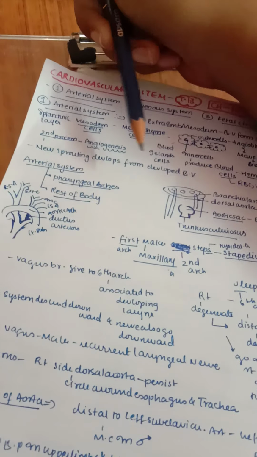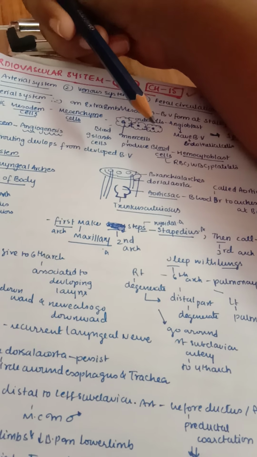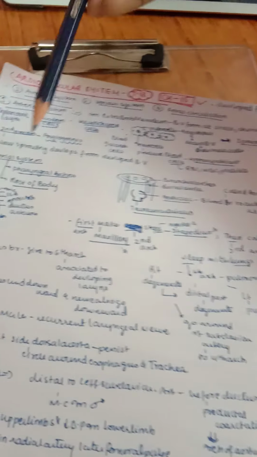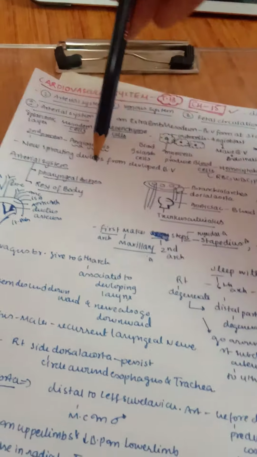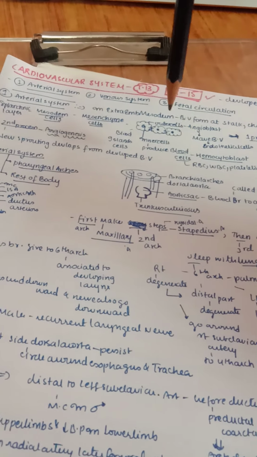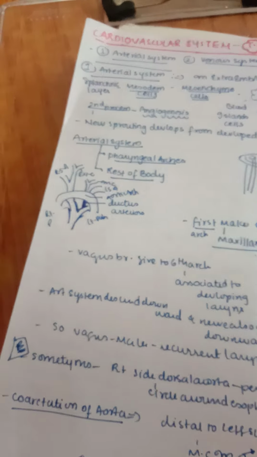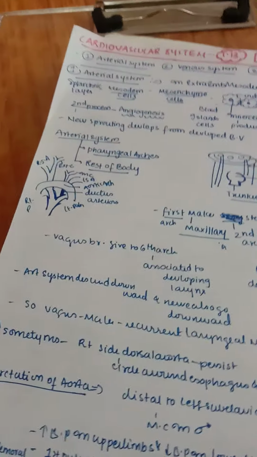That means this vessel is now formed, right? Vasculogenesis means how the mesodermal cells form one vessel. Angiogenesis means that from this formed vessel, sprouts grow out, that is, other vessels are formed. That is called angiogenesis.